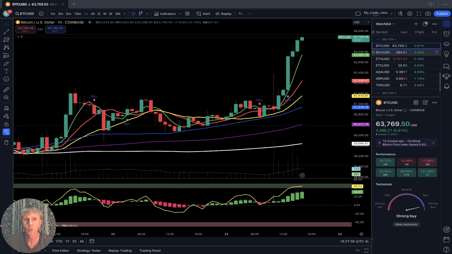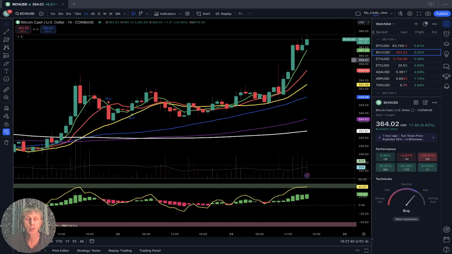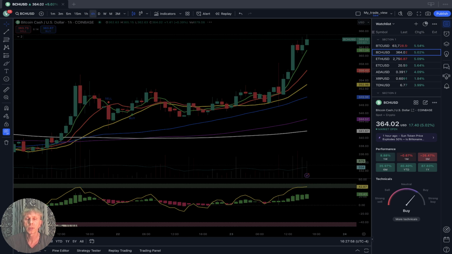And now let's move to Bitcoin Cash. Bitcoin Cash, 1 hour time frame, similar, bullish trend. It is in overbought territory. Remember what happened when it was overbought? It usually does some correction. Similar here, it is overbought, it will do some correction, but the trend is bullish for Bitcoin Cash.